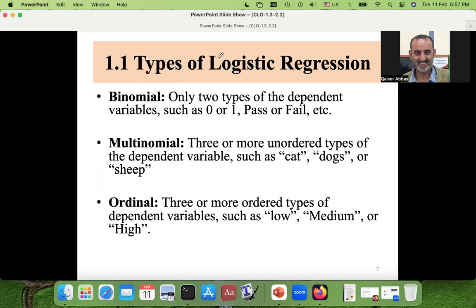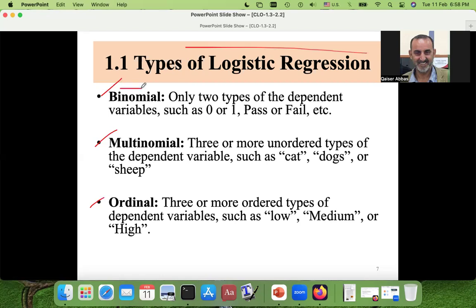Moving on. What are the types of logistic regression? This is just a repetition, but these are the terms. The types of logistic regression are binomial, multinomial, ordinal, and there are also others, maybe 6 or 7 types, but I have mentioned only three because these are the main ones. The others are variants, versions of these.